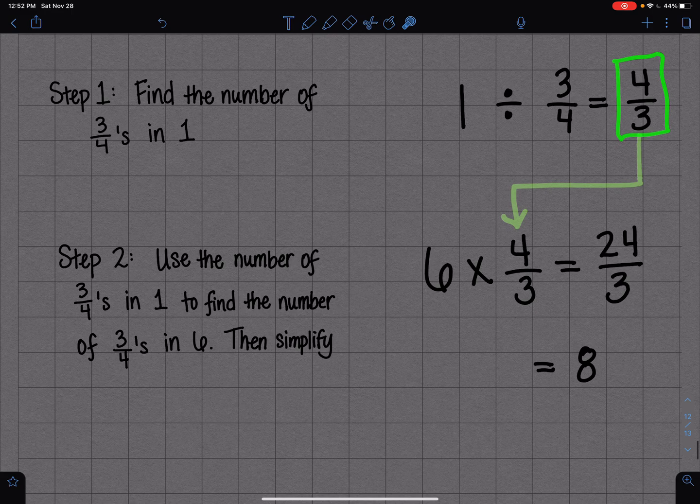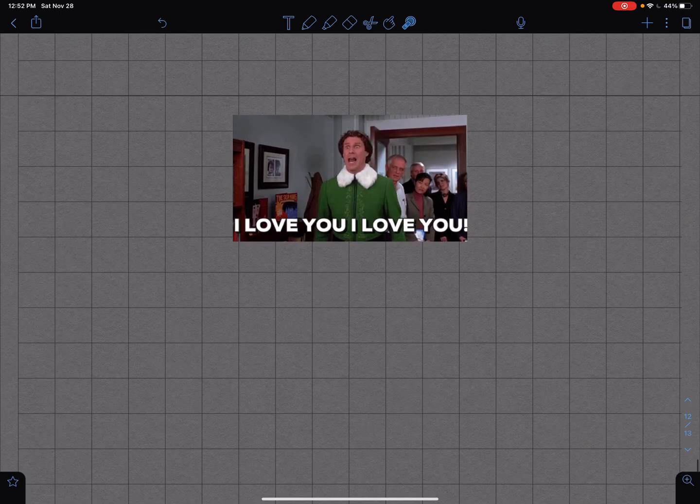Now, we're going to use that reciprocal to find out how many are in 6 inches. So there's 6 times as many. 6 times the number that's in 1 inch is going to be the number that's in 6 inches. And that comes out to be 8. Okay, so that's it. Hopefully you were able to follow that, because I know it's very complicated.